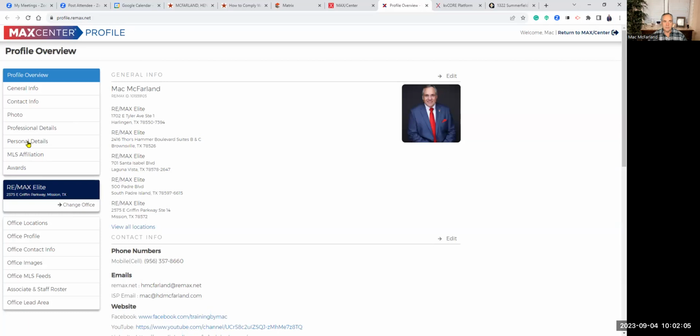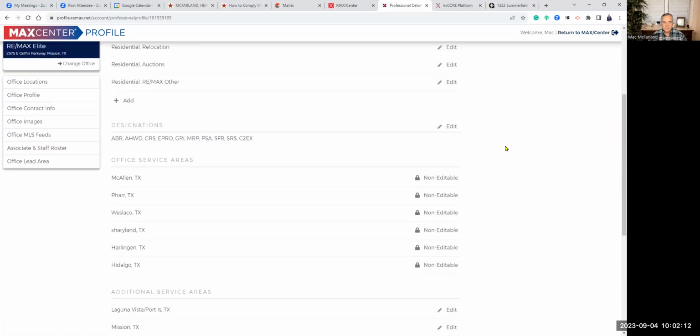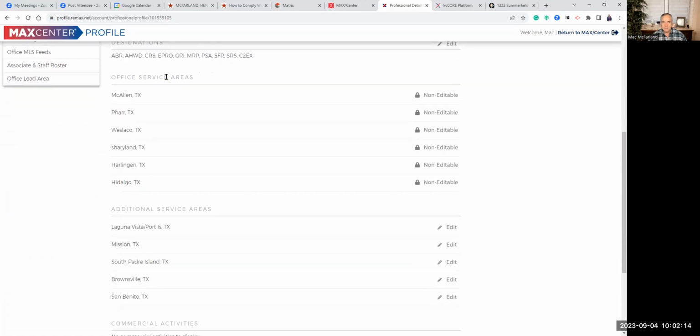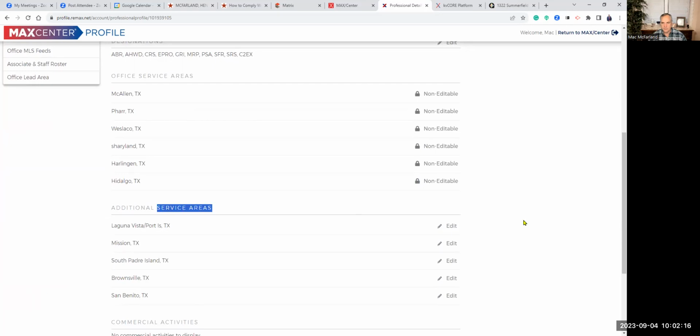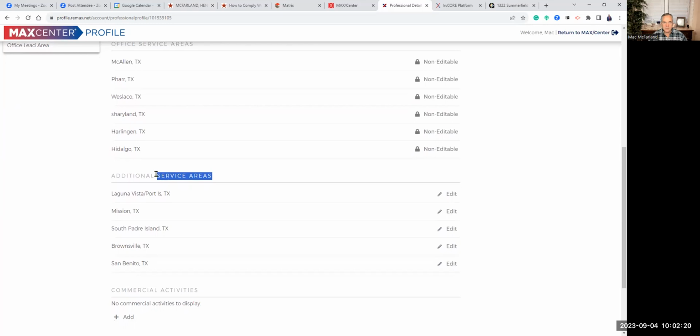What we need to do is make sure that our professional details right here are set up, because you have office areas and additional service areas. Some of you, maybe not the ones in here, but some agents have absolutely nothing for additional service areas. Some of you have the same thing, and that doesn't work either. It doesn't help.